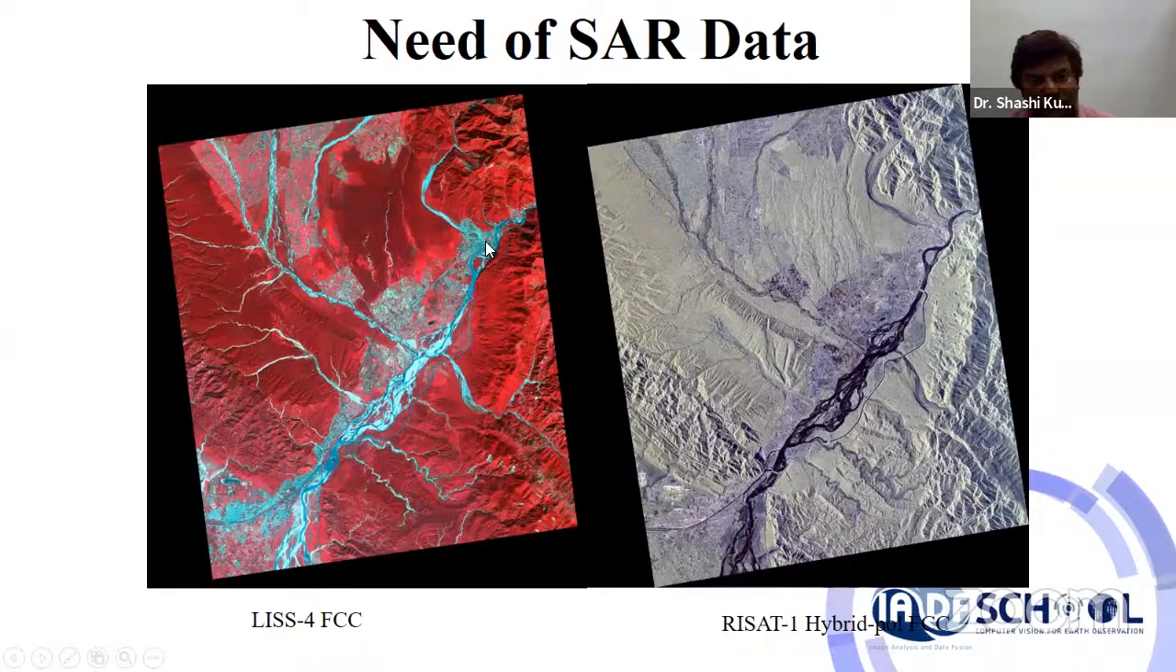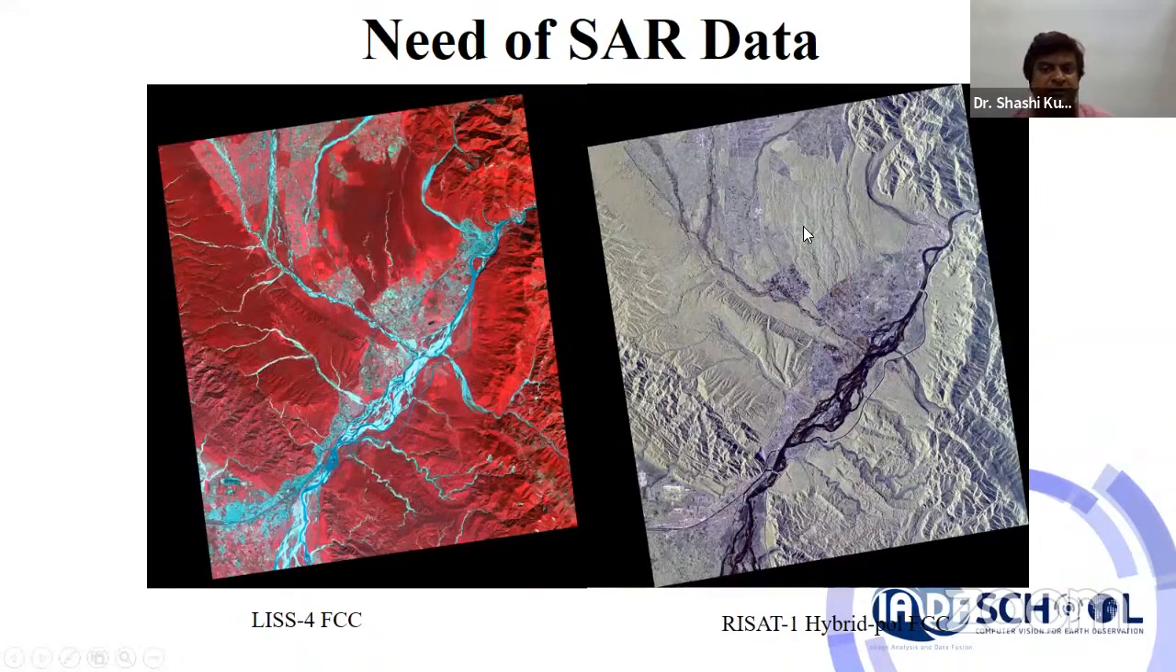Now, when the same area was imaged with the RISAT-1 hybrid pole FCC data set, what we are going to see is that this is also a false color composite image, because the SAR data set is not sensitive to the color information. With the help of the different polarimetric channels, we provided each polarimetric combination in different colors so that we are able to generate a color composite. In this color composite, we are able to see that some features are there.